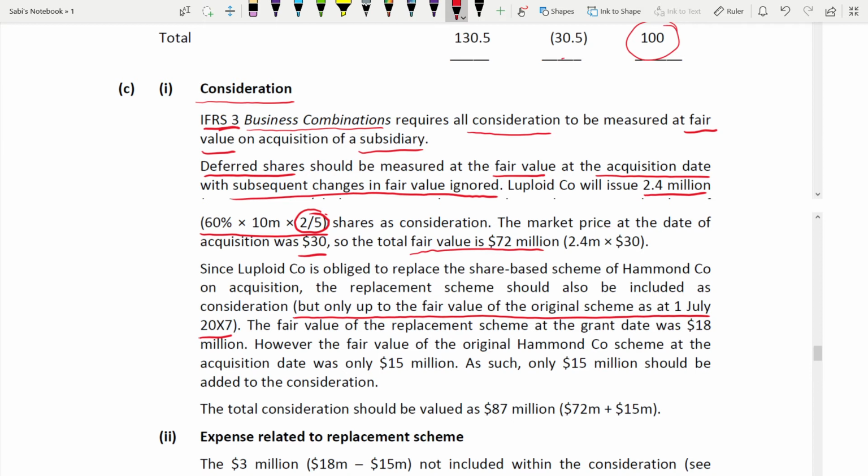There's a rule for it, that when you're modifying your contract, how are you taking the consideration price and all. It's a rule, so that rule only they are following here under IFRS 2, but only up to the fair value of the original scheme as at 1st of July 2007. So the fair value of the replacement shares at the grant date was how much? 18 million. Fair value of the replacement share at the grant date, you have to take at the grant date only, that is 1st of July 2007.